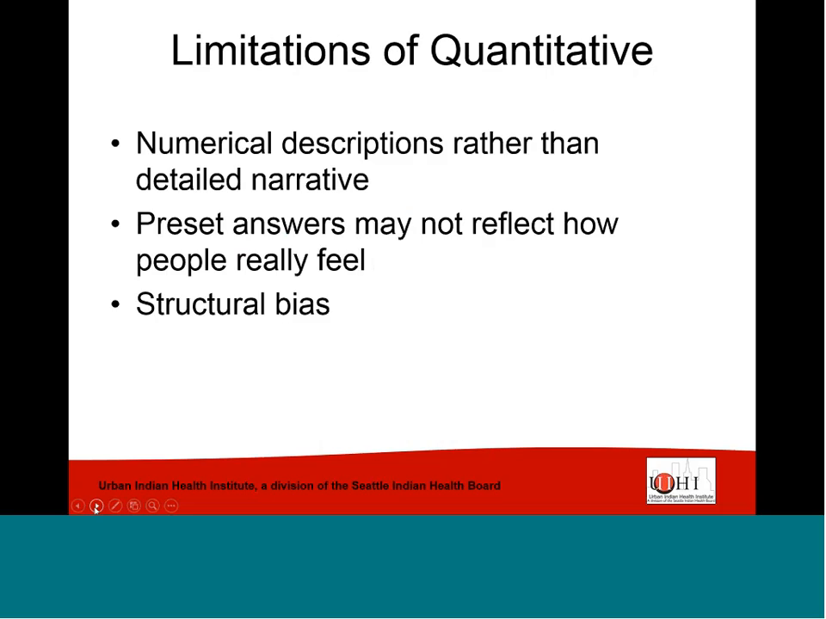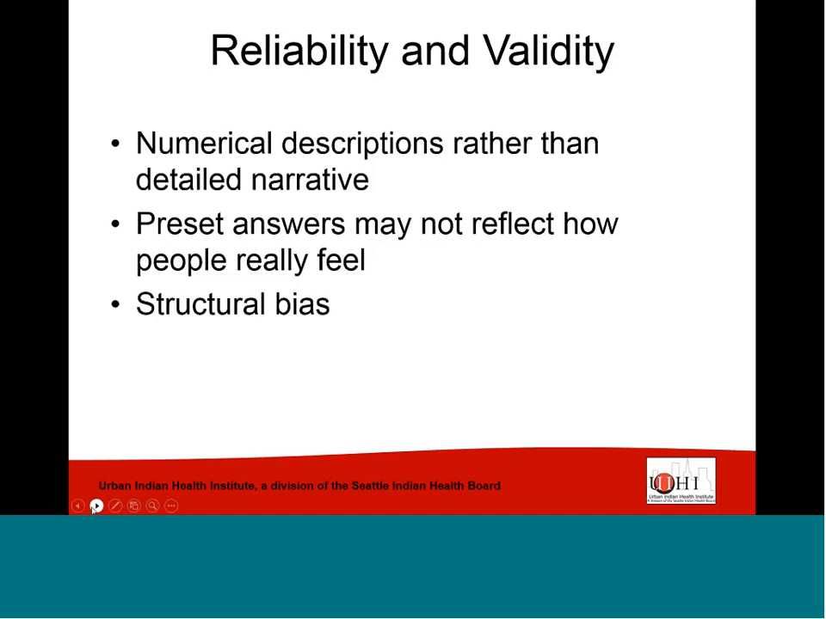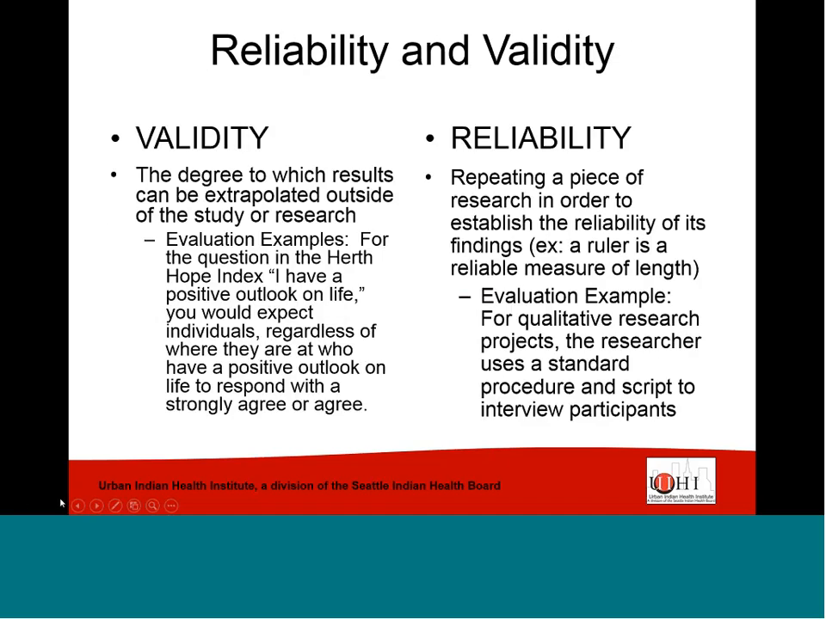Okay, there are some limitations to quantitative data. The first is that they're numerical descriptions, so they don't give you a lot of detailed narrative. Also, preset answers, especially like Likert scale answers, may not always reflect how a person really feels, but those are the only choices they have. And then sometimes there can be what we call structural bias, which is really kind of a false representation, and it could happen when the data really reflects the view of the researcher instead of the participating subject. It could impact the way you write a question, and the options you give them to respond to could create structural bias. Next slide.